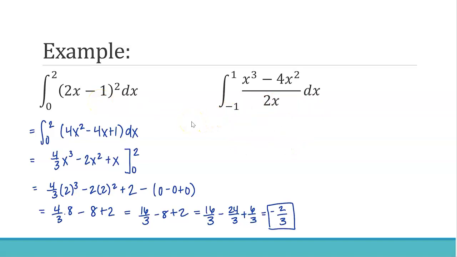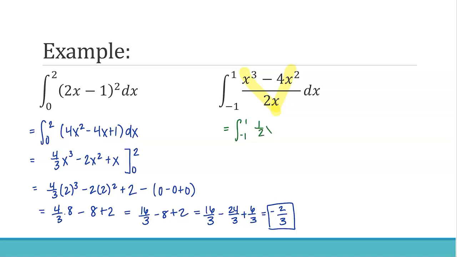Let's take a look at the second example here. I have the integral from -1 to 1, so another definite integral, of the quantity x cubed minus 4x squared all over 2x dx. Now again, I want to take the general antiderivative of the integrand, but I have to do some simplifying. So I have to recognize that I can split this up, so we can simplify x cubed over 2x minus 4x squared over 2x, because I need all my terms added or subtracted in order to use the power rule for integrals. And so we're going to have the integral from -1 to 1.